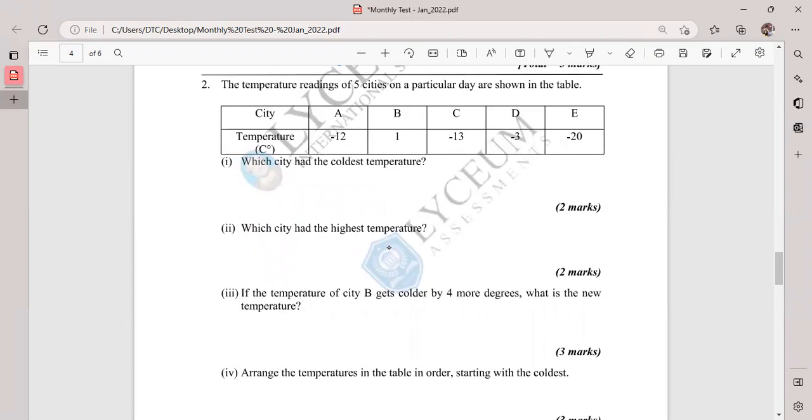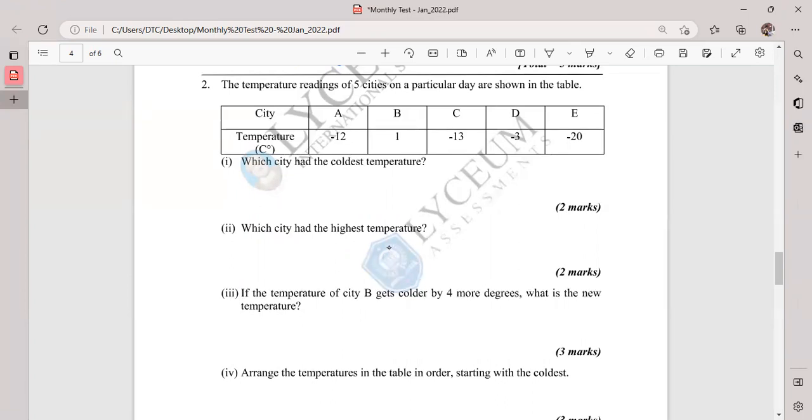Again, this is from directed numbers. Now you can see, children, that throughout this paper, most of the time they have tested your knowledge related to this topic, directed numbers. Therefore, please revise it again and again before the exam, right?